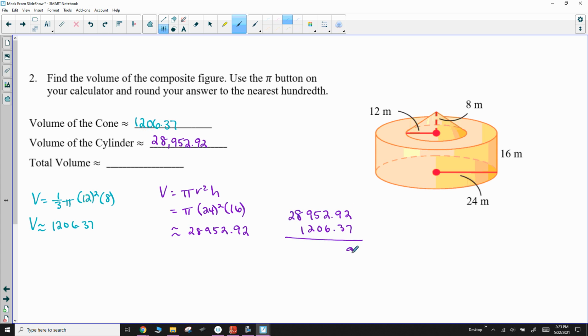2 plus 7 is 9. 9 plus 3 is 12, so I'm going to put down the 2, carry the 1. 1 plus 2 is 3 plus 6 is 9. 5 plus 0 is 5. 9 plus 2 is 11. Write down the 1, carry. 1 plus 8 is 9. 9 plus 1 is 10. Put down the 0, carry the 1. So the final answer is 30,159.29. And I'm pretty certain on the exam we didn't choose such large numbers, so that whole rounding issue won't be an issue.